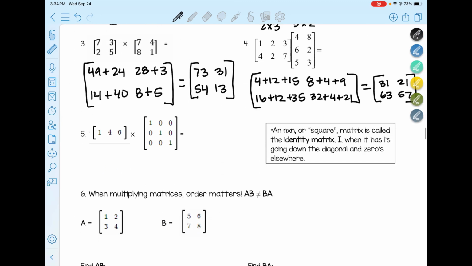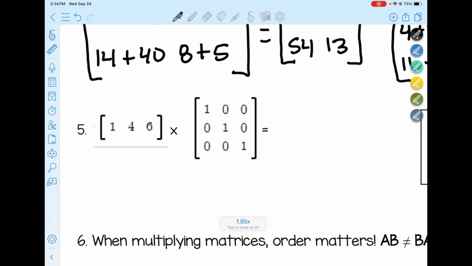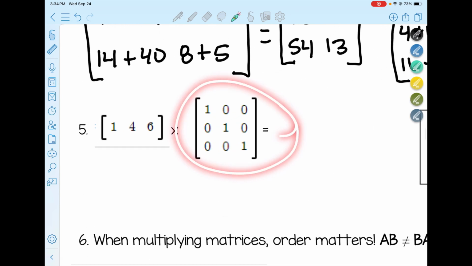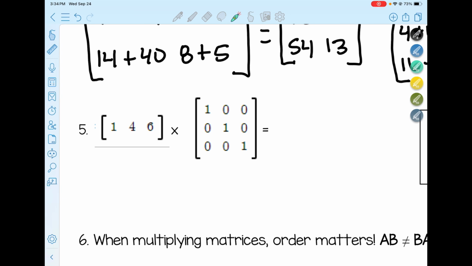Okay, this last one is personally my favorite. If you look at this matrix over here on the right-hand side, we actually call this the identity matrix. And the cool thing about the identity matrix is whatever we multiply with the identity matrix, it's actually just going to give us the original matrix. We can see this because if we did this, for example, it's row times column, right? So we go 1 times 1, which is 1. Then we would go 4 times 0, which is 0, and 6 times 0, which is also 0. So 1 stays the same.